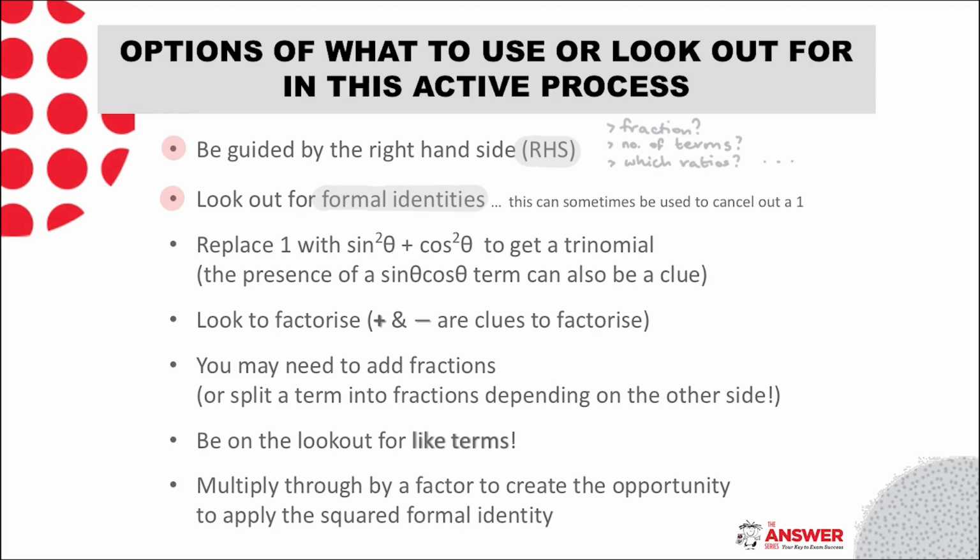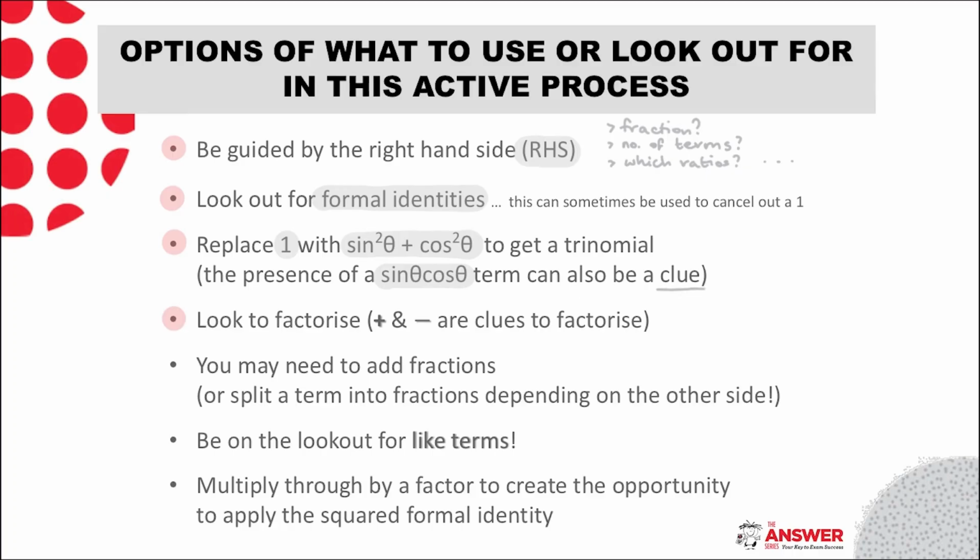Remember all the different ways the squared identity can show up, and also that applying the squared identity is often used to cancel out a 1. Remember also that a 1 can be replaced with sine squared theta plus cos squared theta, often to create a trinomial. The presence of a sine theta cos theta term can be a clue for this option.